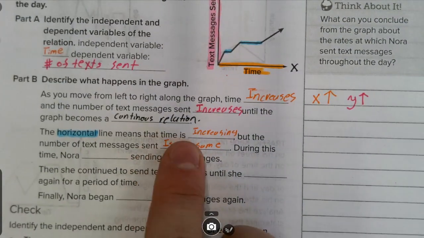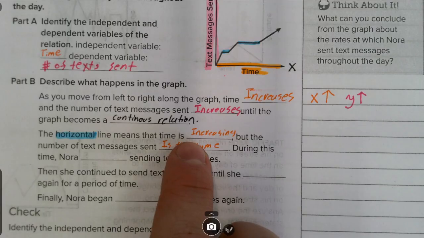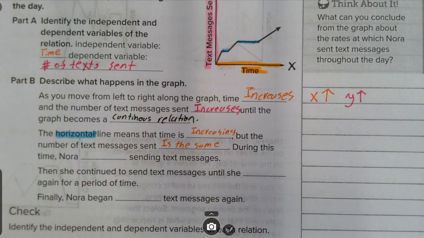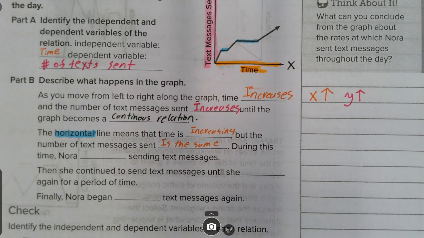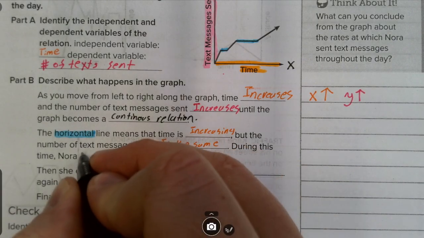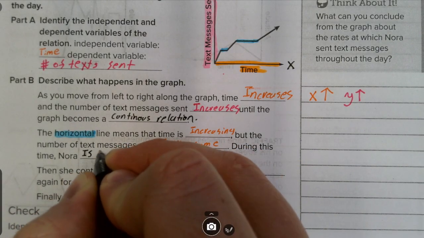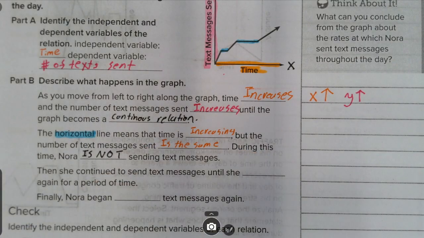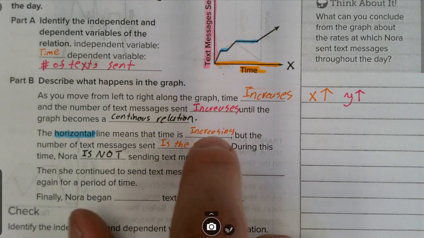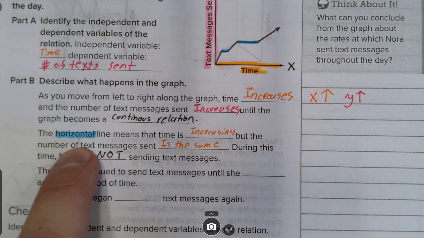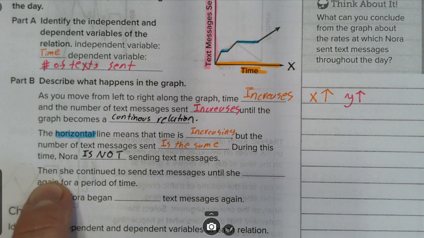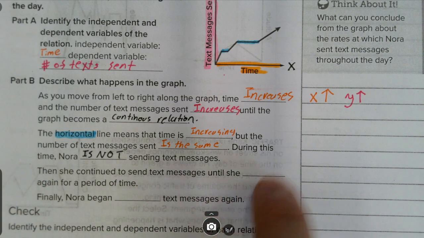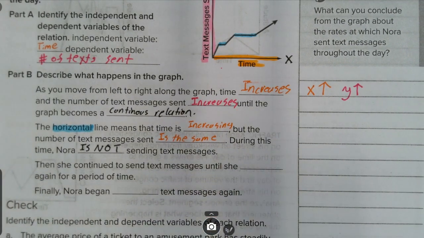So horizontal line means that as the independent variable increases, the dependent does not. During this time, Nora is not sending text messages. Then she continues to send messages. Oh, okay, I got what it's saying now. Yeah. So as time increases, text message increases, we hit the horizontal line. Then she continued to send text messages until we hit the end of the graph.